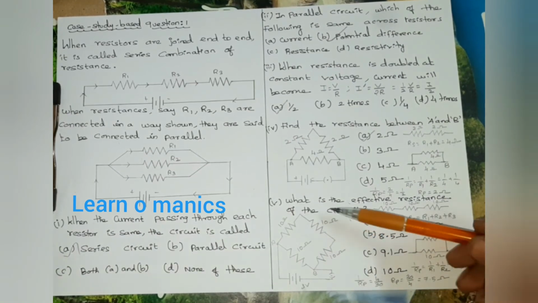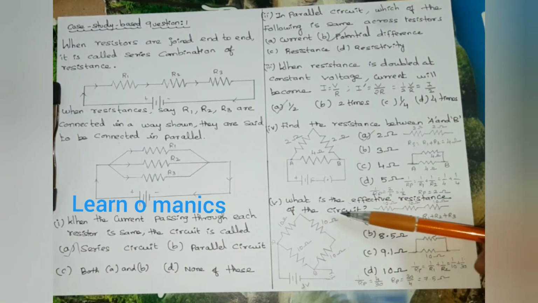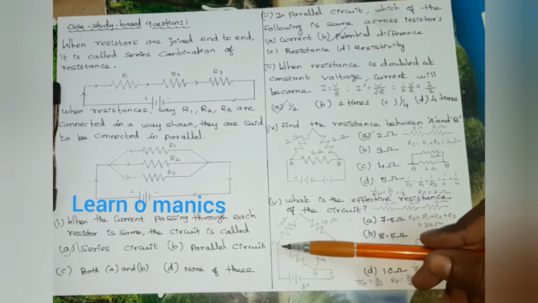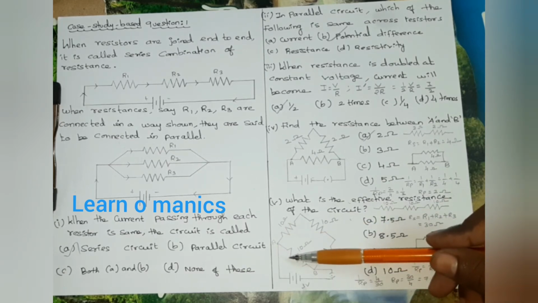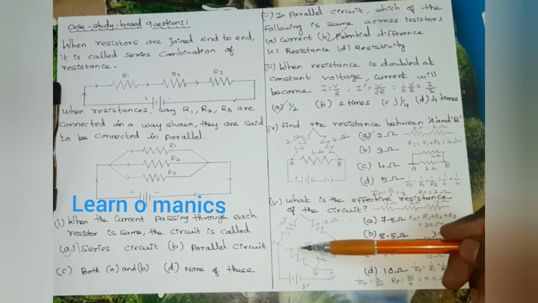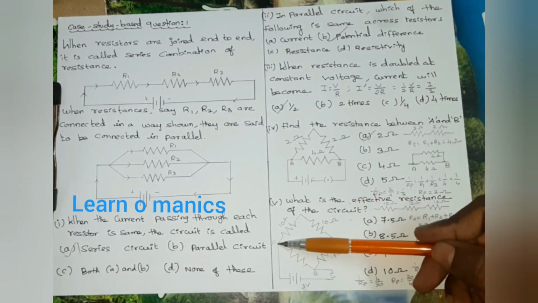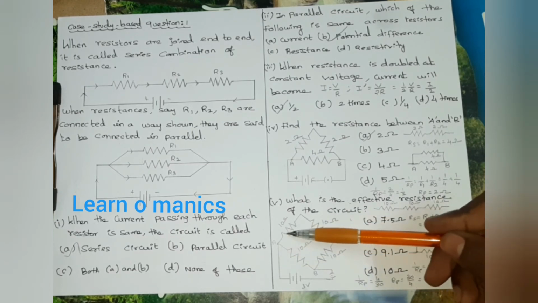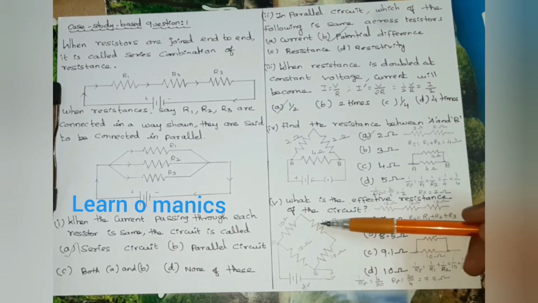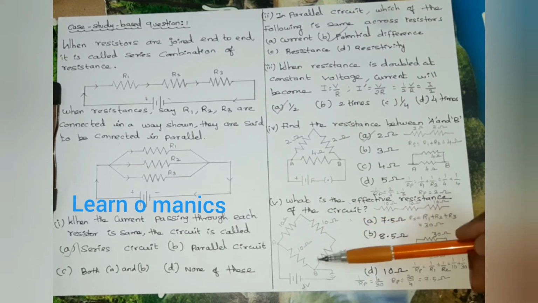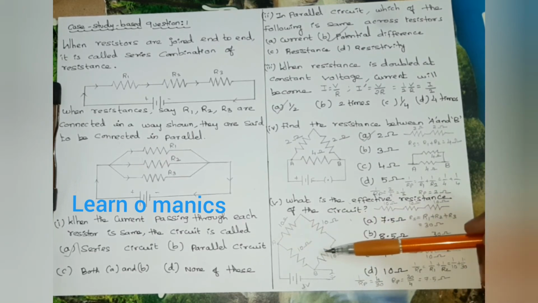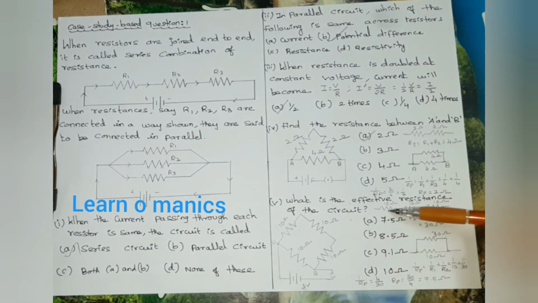Alright, the last question: what is the effective resistance of the circuit? Here the circuit looks like a square, and the same application we did before, we are going to do here also. I choose two points A and B, and with reference to A, I move along this path. The resistor here, this resistor and this resistor are connected back to back. To make this understandable, I draw it here: this 10 ohm is here, and this 10 ohm and this 10 ohm are connected back to back, so it looks like a series connection.